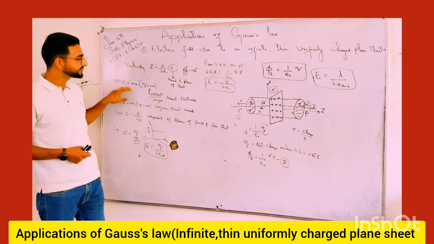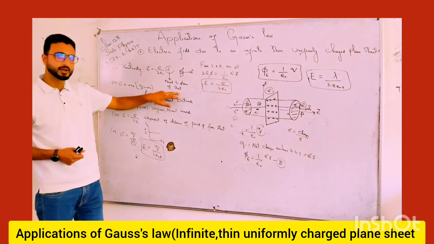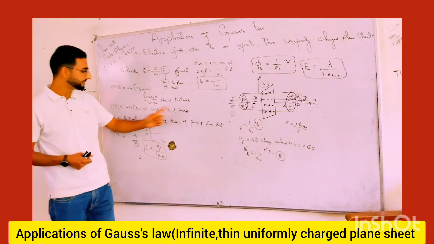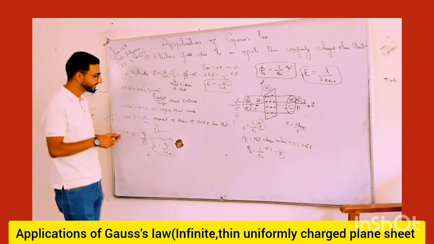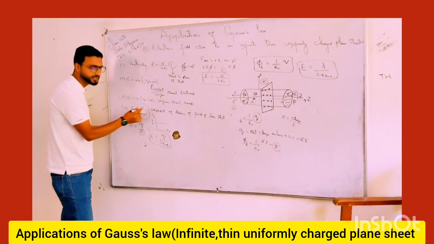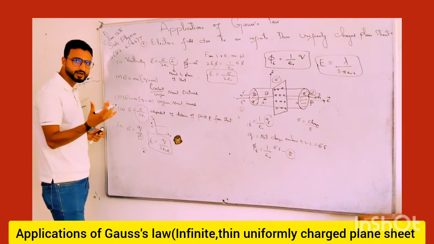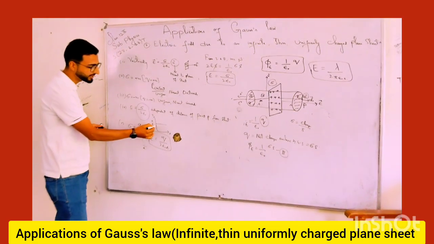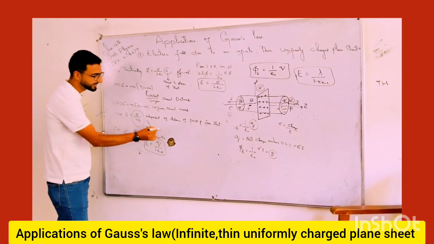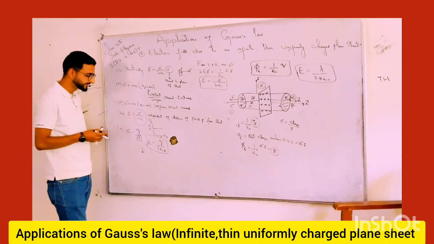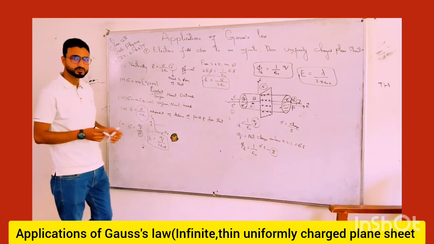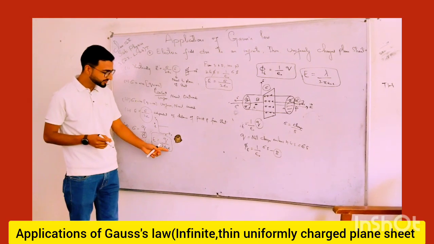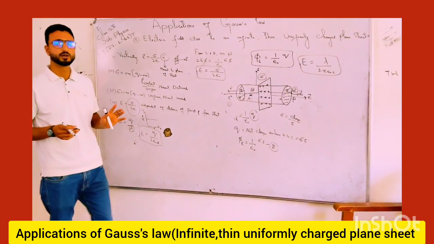Number 2, if sigma is positive, E is uniform, normal and outwards. If sigma is negative, it is again uniform, normal and inwards. And remember one thing from this expression: since it does not contain R, it is independent of the distance of the point P from the sheet. So if I plot a graph between E and R, I will get a straight line parallel to the x-axis. And the last expression, since we usually use this expression in the numericals, this is charge per unit area, so this is Q divided by twice epsilon naught A.